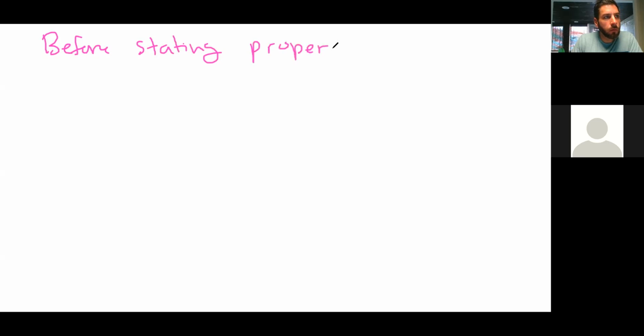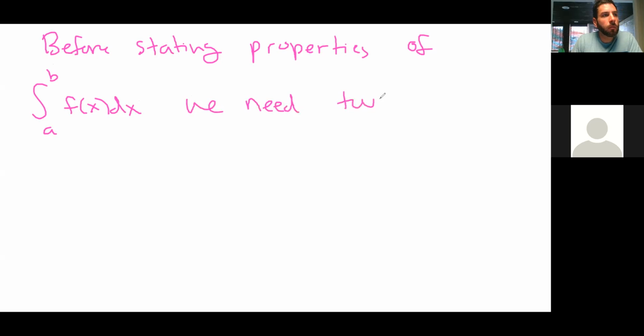So what we need to do is talk about some properties of the integral. Before stating properties of this creature, we need two definitions. It turns out that this integral is very useful and important. And so if we want to use it for all it can be used for, we have to do the following.